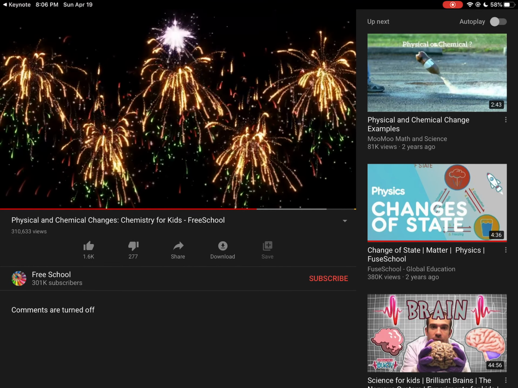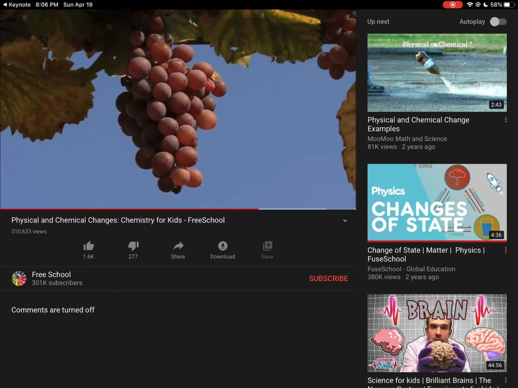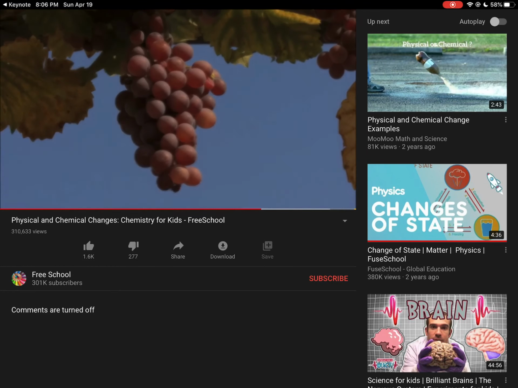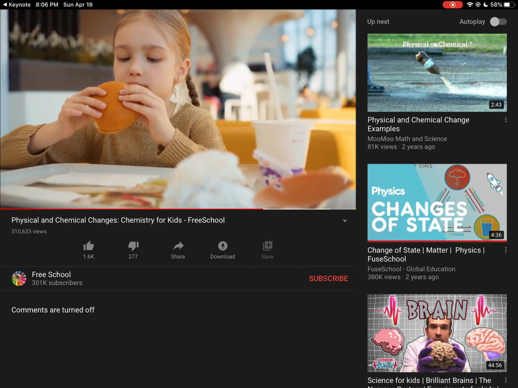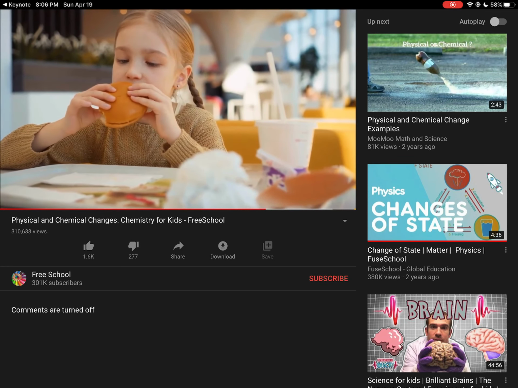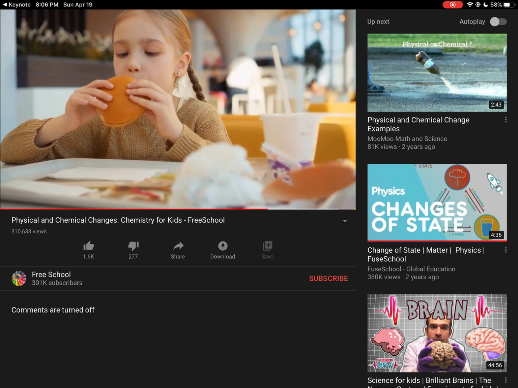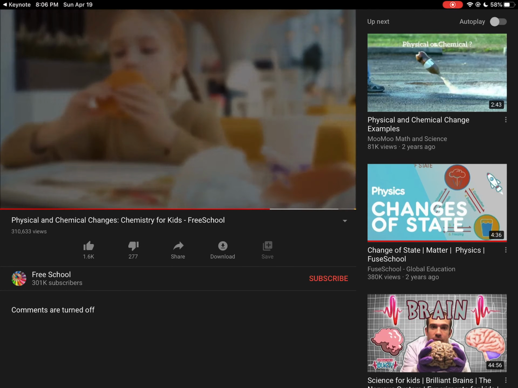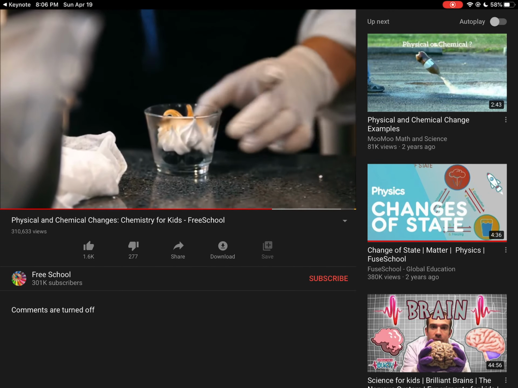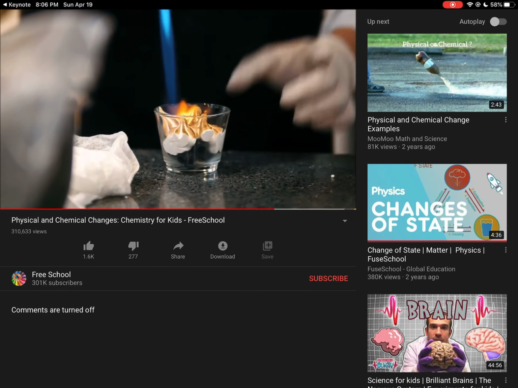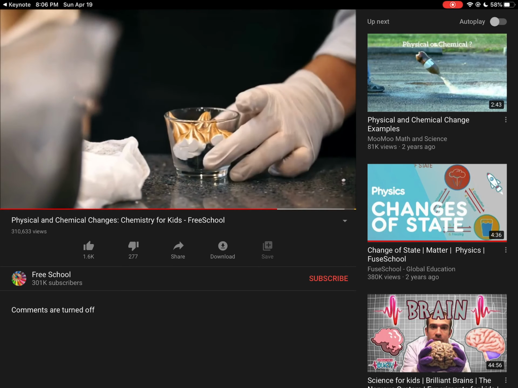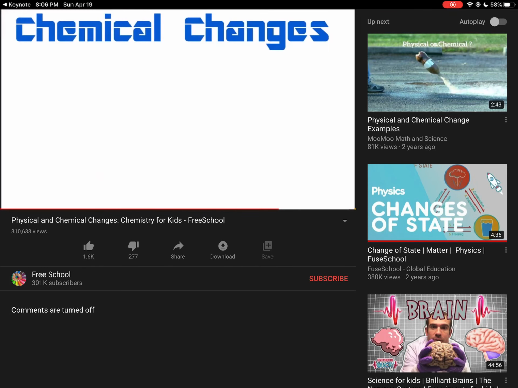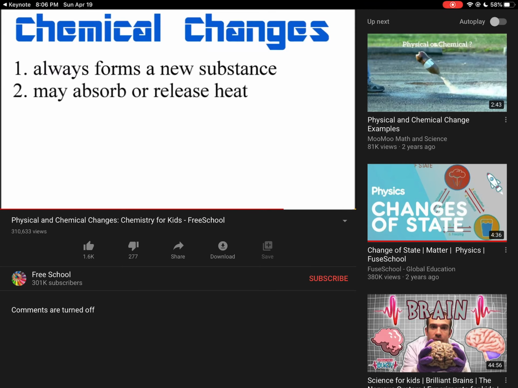Chemical changes take place all around us. Metal rusting, fireworks exploding, fruit ripening, and digesting food are all examples of chemical changes.